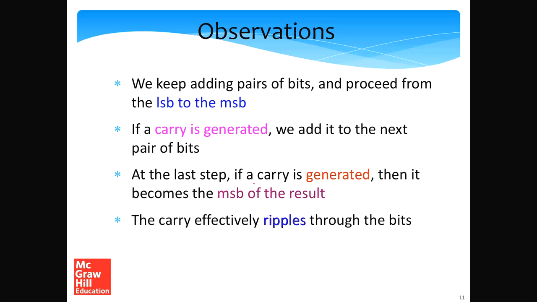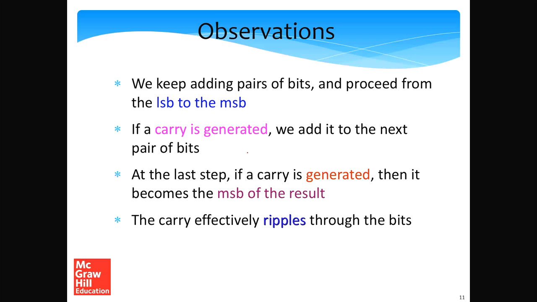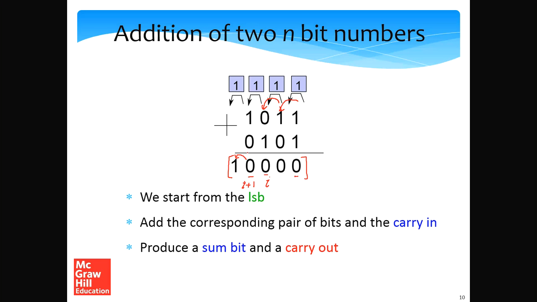So some quick observations are due. We need to keep adding the pairs of bits and proceed from the LSB to the MSB. If a carry is generated, we add it to the next pair of bits, and at the last step, if a carry is generated, as you see here, it essentially becomes the most significant bit, the MSB of the result. So the carry effectively ripples through the bits.